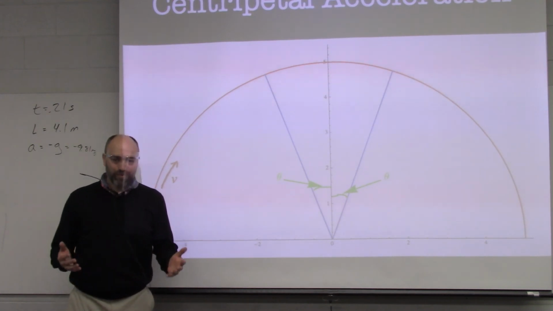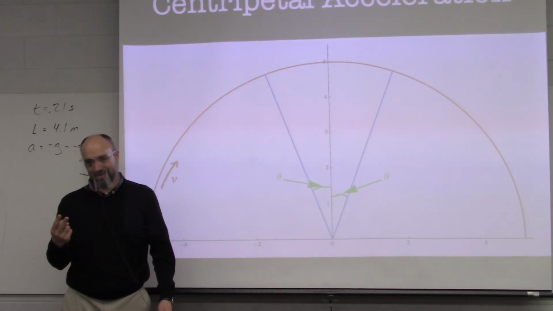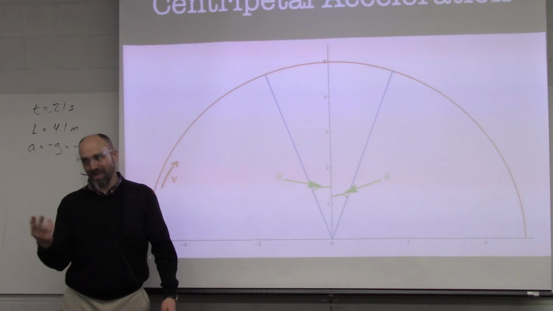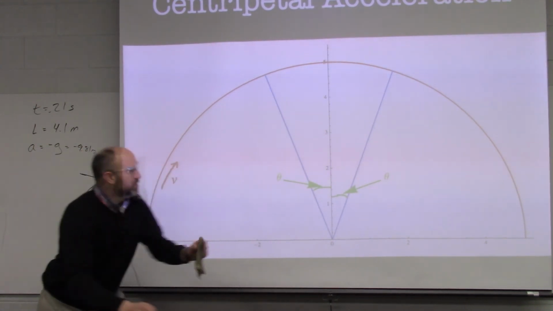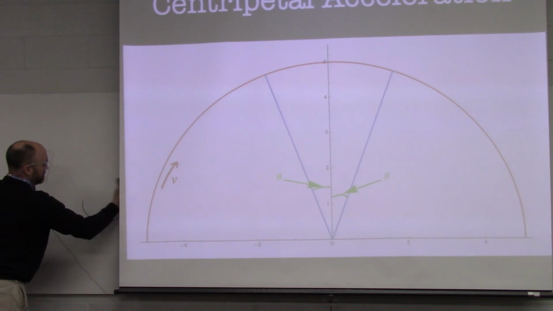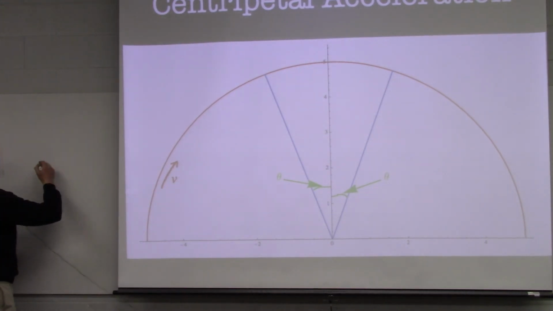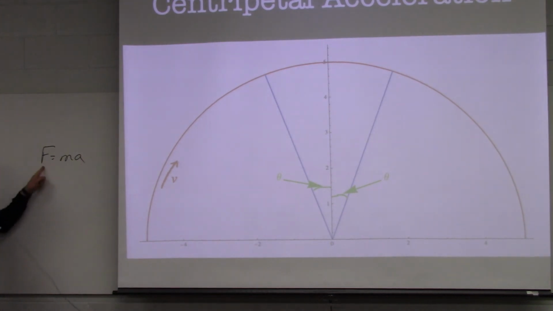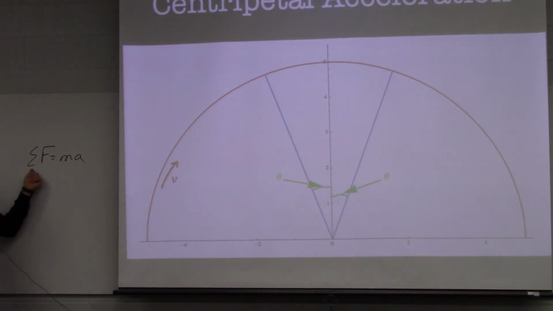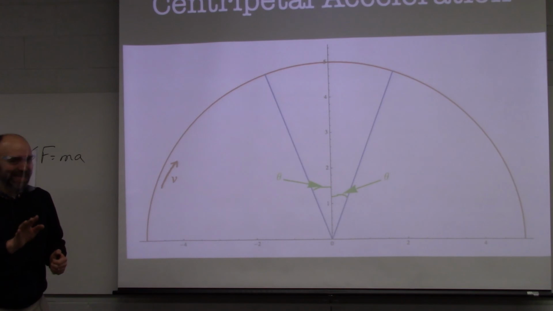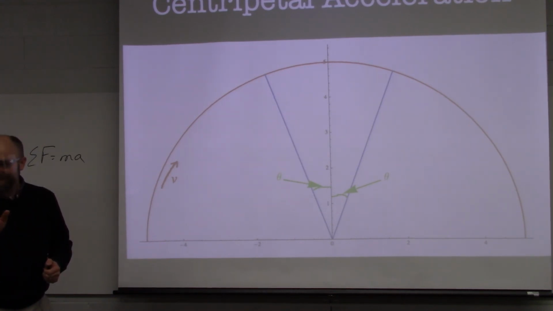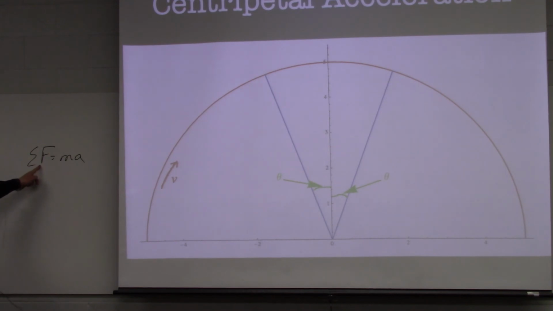Now, if there's a force, let's jump to the second law. What's the second law say? F equals ma. So if there must be a force, what does that tell you about this? If there is a net force, it will accelerate. Does that make sense to everybody? And that's what we're talking about here. Which way is it accelerating? Even if it's not getting faster, it has to accelerate because there's a net force on it.